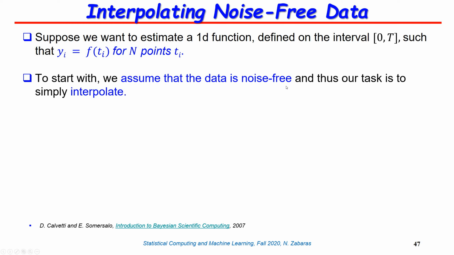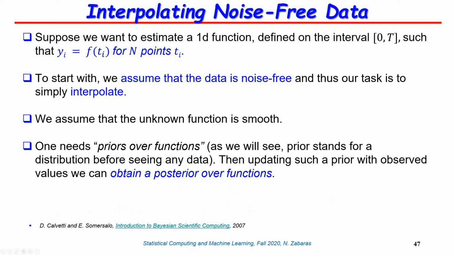Now, to be able to do any sort of interpolation, we have to restrict ourselves as to what type of functions we anticipate this function f to be like. So we need to put some constraints on this function f, and I want you to think of these constraints as some sort of smoothness conditions. We don't want extreme variability from one point to another, so we need to introduce some sort of prior assumption over functions.